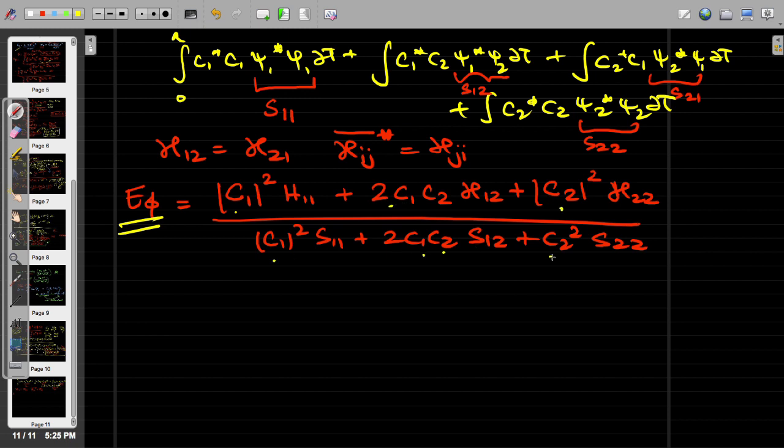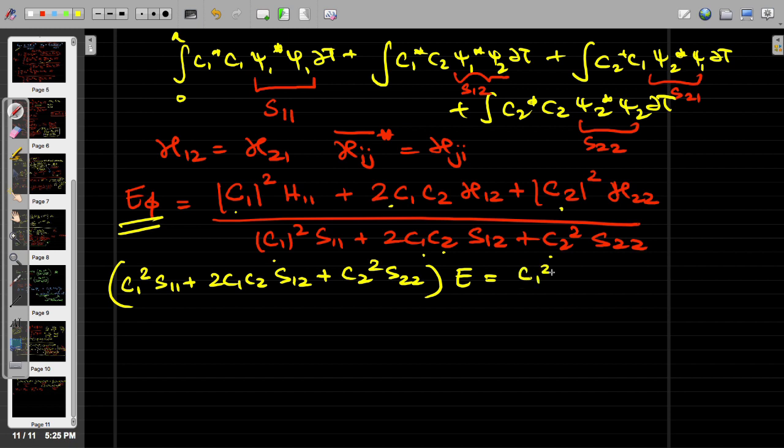Okay, now having done this, all that we have to do is to take this to the other side. So let's take C1 square S11 plus 2 C1 C2 S12 plus C2 square S22 times E. I'm not going to write E phi anymore. C1 square H11 plus 2 C1 C2 H12 plus C2 square H22. Now, the first step would be to take the differential with respect to C1, right?